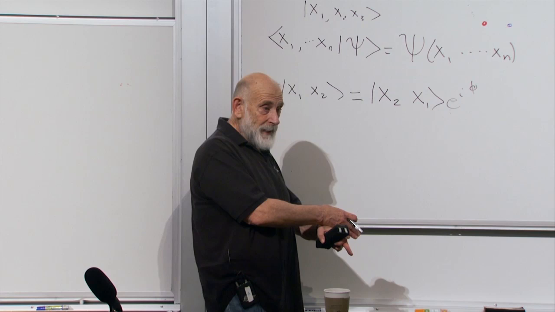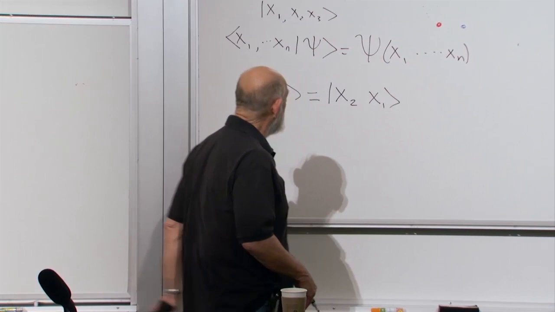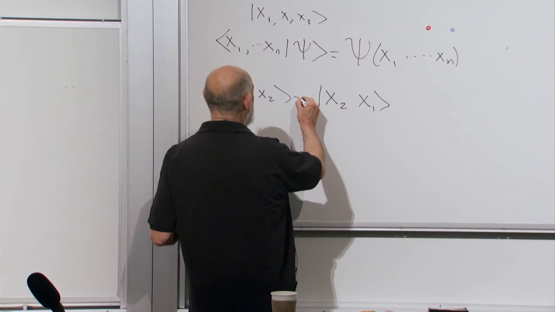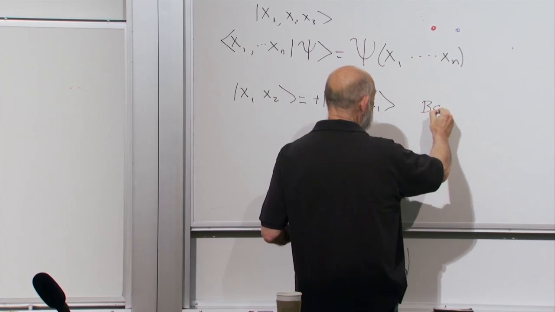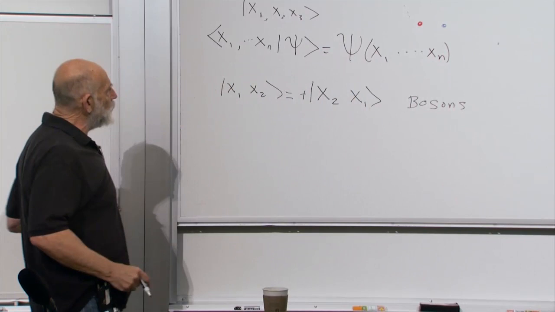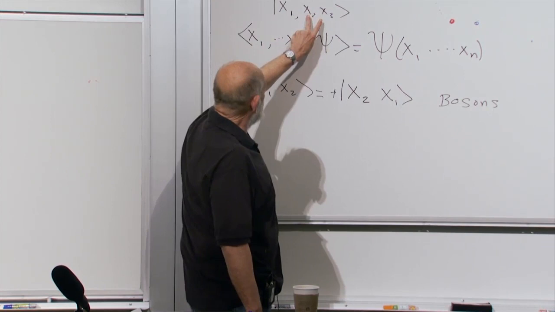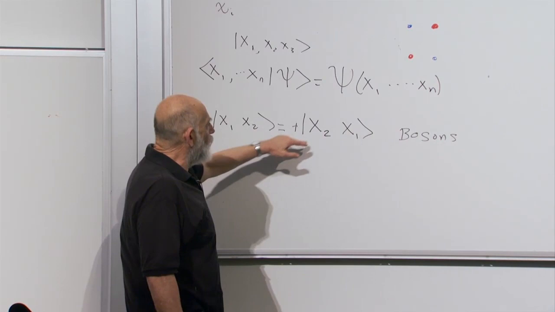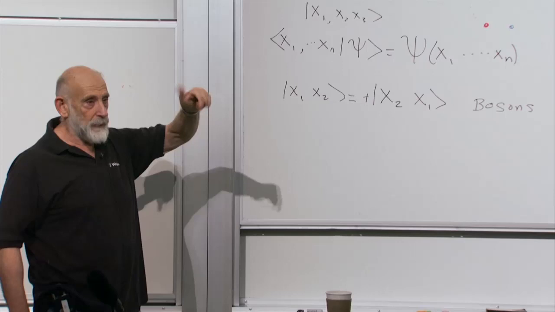But there are two possibilities. There are two sensible possibilities. Well, you might say only one sensible possibility, but then you'd be leaving out half the particles in the world. Plus, those are called bosons, particles which satisfy that property, that when you interchange any two of them, and in fact it could be a multiparticle state where you just take any two and interchange them, if the state is exactly the same, then they're called bosons. So bosons satisfy the property that the wave function or the state vector, when you interchange any two of them, stays the same. Fermions are the case with the minus sign.